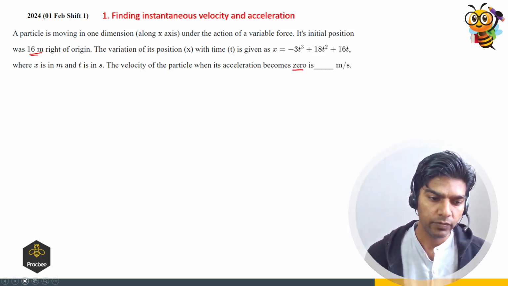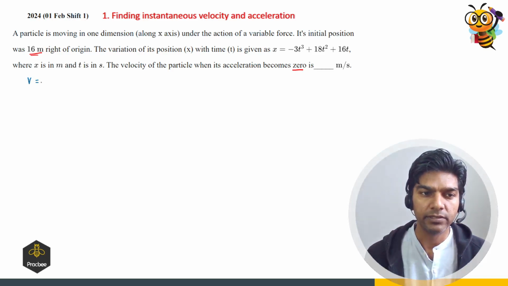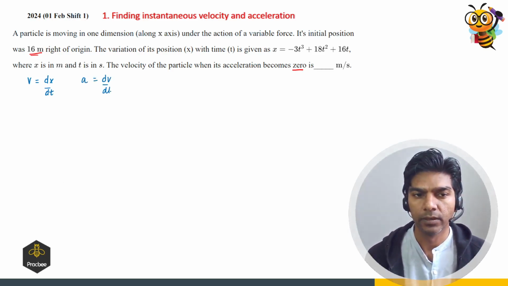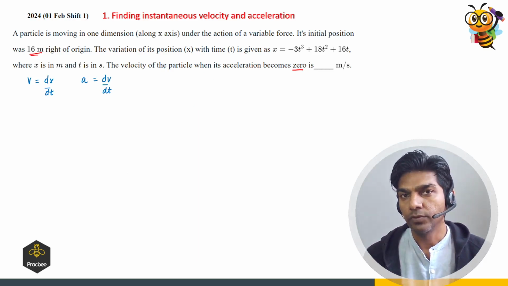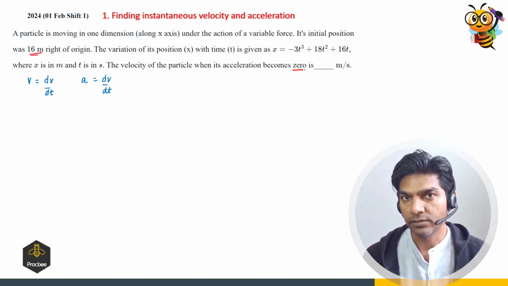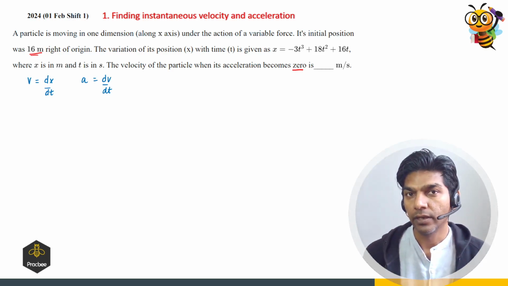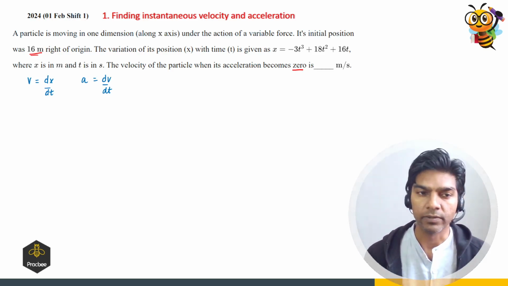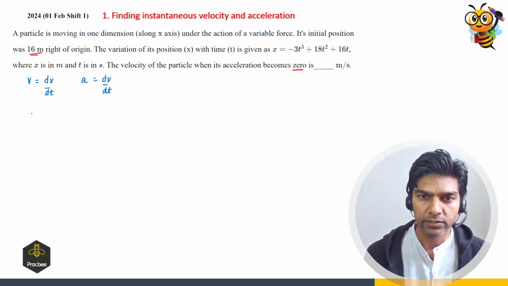Right, so here what we have to remember is that the instantaneous velocity is nothing but the rate of change of position. So dx by dt will give us instantaneous velocity, and instantaneous acceleration is the rate of change of velocity, dv by dt. And we have to find the velocity when acceleration becomes 0. So what we're going to do in this question, we'll find the instantaneous acceleration, and let us check at what time acceleration is 0. So we'll get the time, then we use that time to find the instantaneous velocity. Let us see. So let us first find the instantaneous velocity.